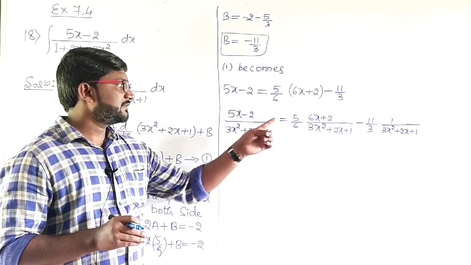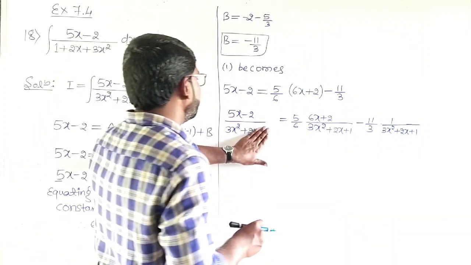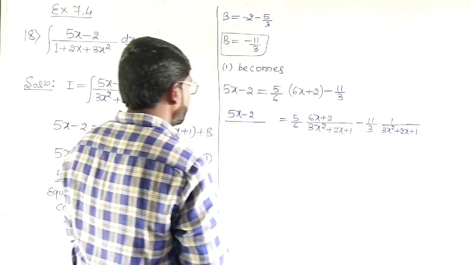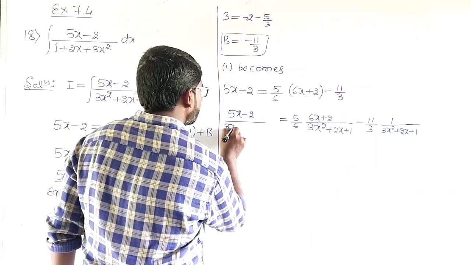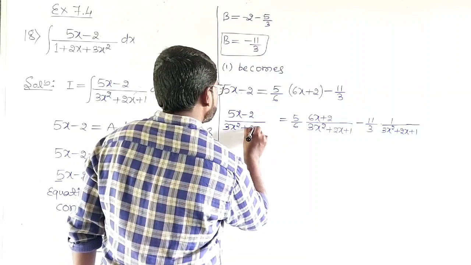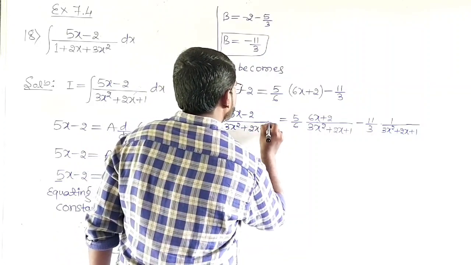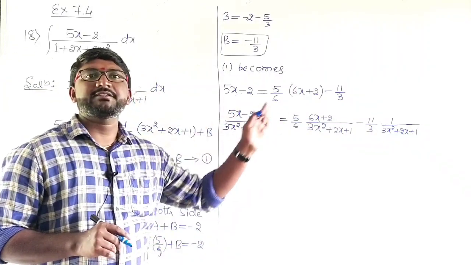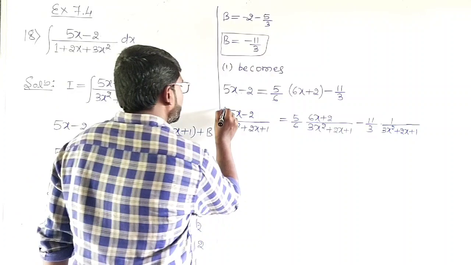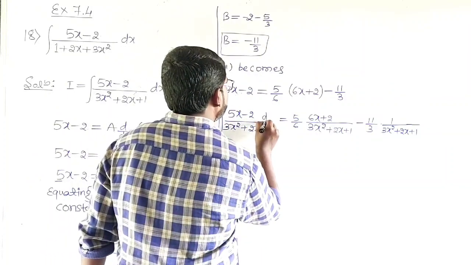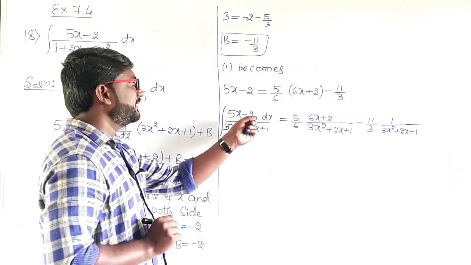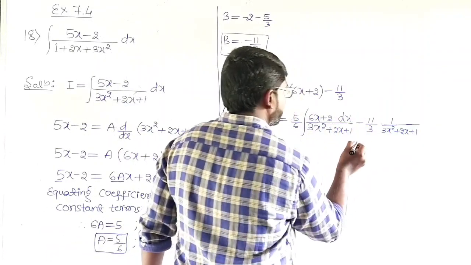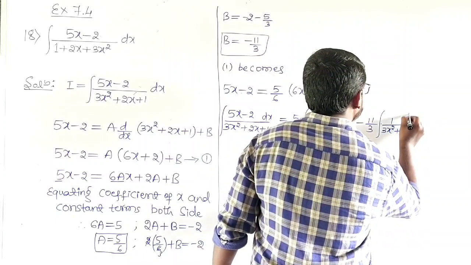So what we have done in this particular step, we are dividing both the sides by 3x square plus 2x plus 1. So now at the same time I can integrate both the sides, the LHS and the RHS. So that is why I am going to write the integral sign here. I write dx. Whenever you are writing the integral sign, you have to write dx. So here integral dx and then here integral dx.